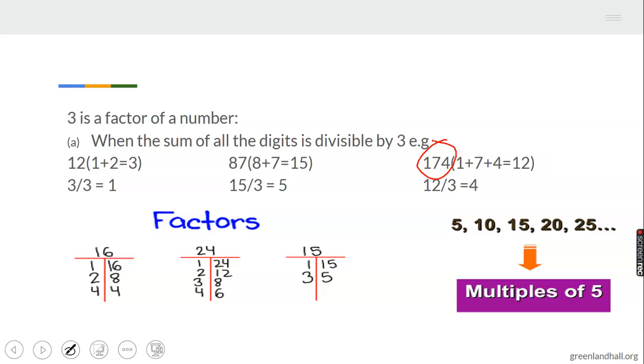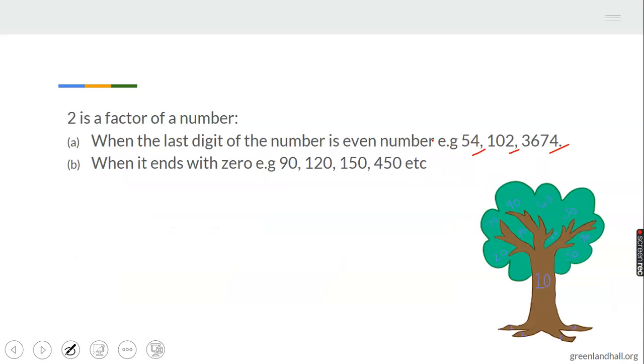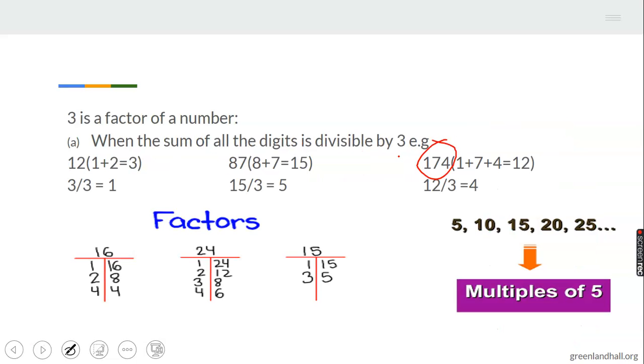So, the reason why I have to bring this is to know when you have to use 2 as a factor. When you see that the last number ends with an even number, you can go ahead with 2. When you know that the last number is 0, we can go ahead with 2, so you don't stress yourself with that. Now, also here, 3. When do you use 3? When the sum of all the digits is divisible by 3, you can go ahead and make use of your 3.